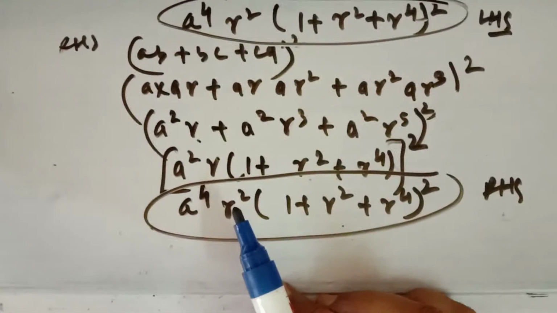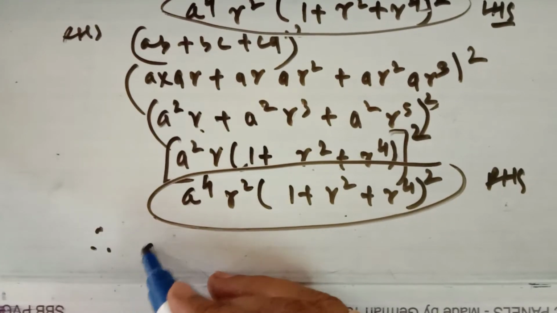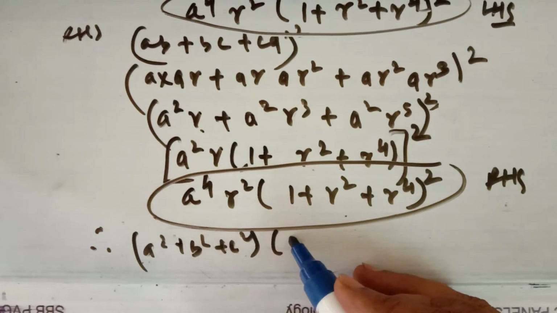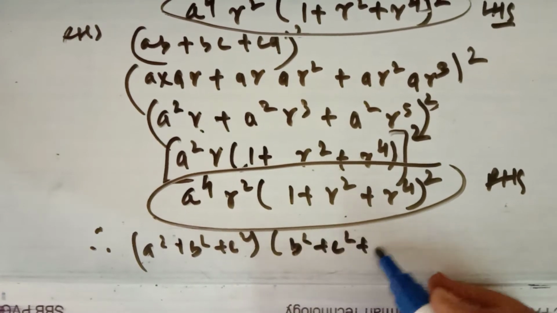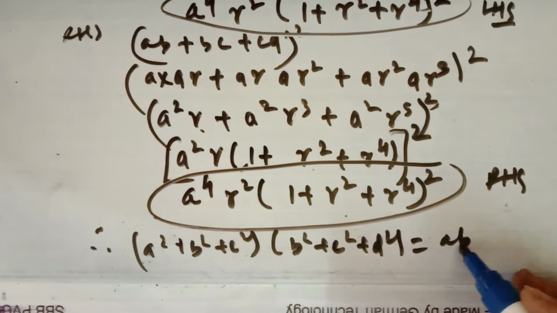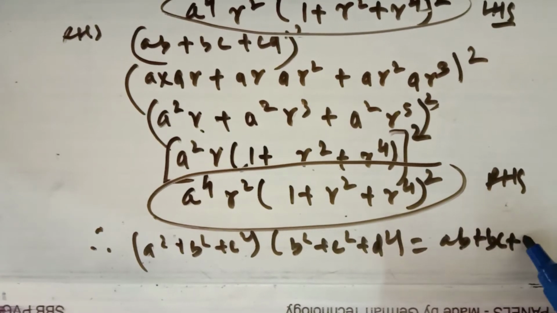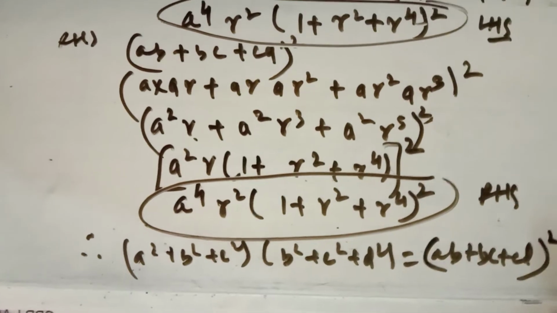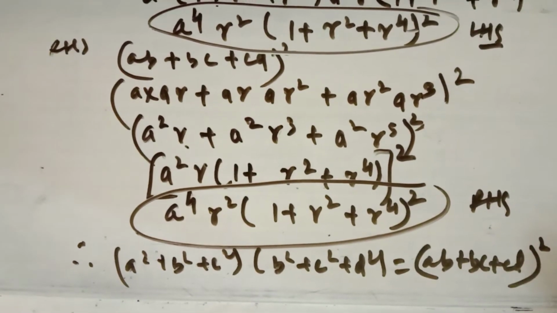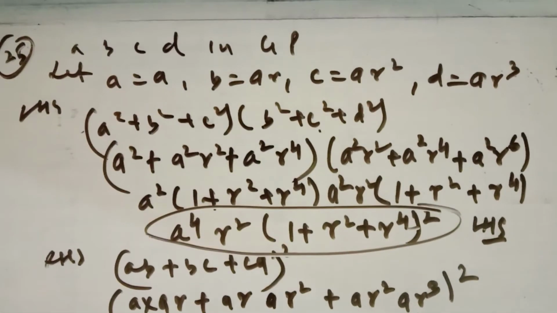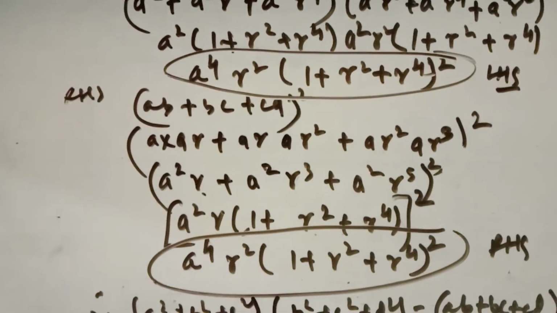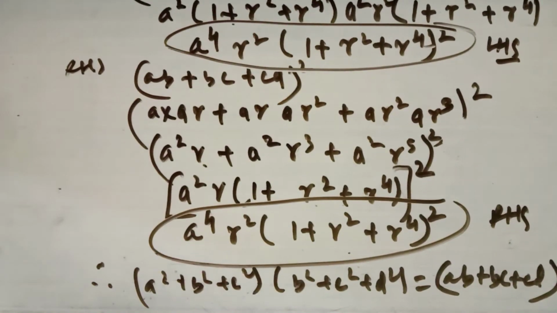So therefore we can say that (A² + B² + C²)(B² + C² + D²) is equal to (AB + BC + CD)², like this. So this is question number 25 in which you have to prove this where A, B, C, D are in GP. Simply you have to replace the value of A, B, C, D in the left hand side and right hand side.